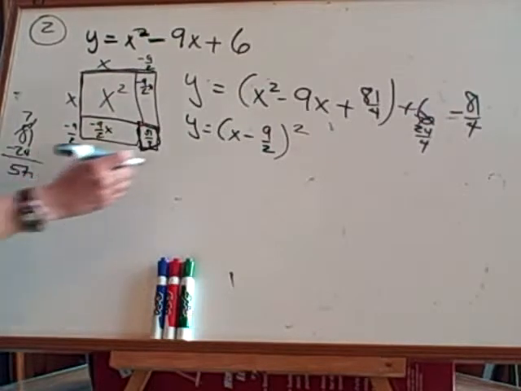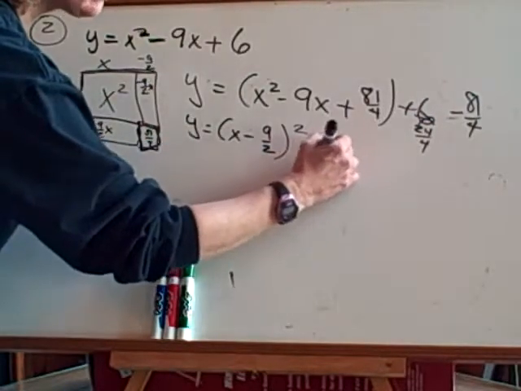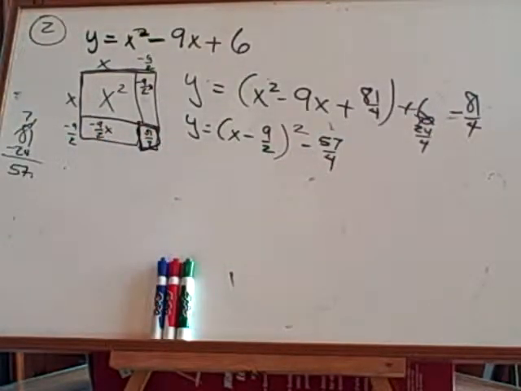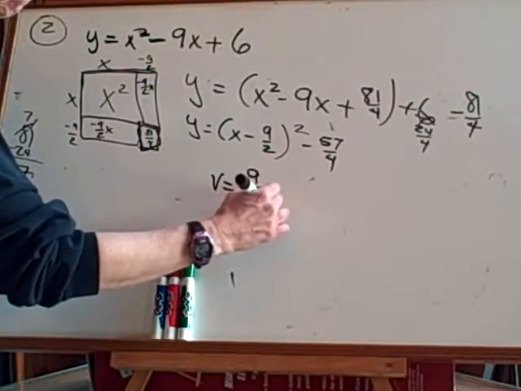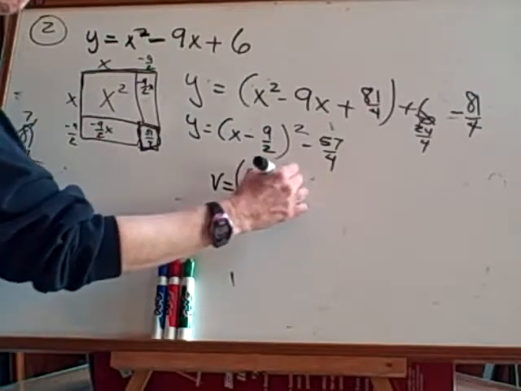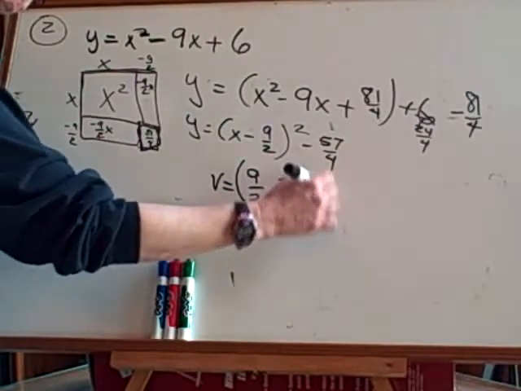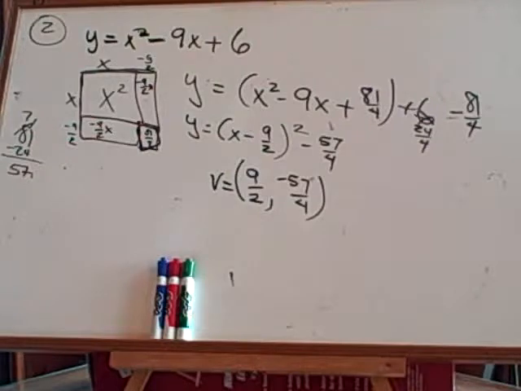Did you get 57? Or minus 57 fourths? Maybe? So what would that make my vertex? That would make your vertex 9/2, and then negative 57 over 4. And 9/2 is a perfectly good way to say that.